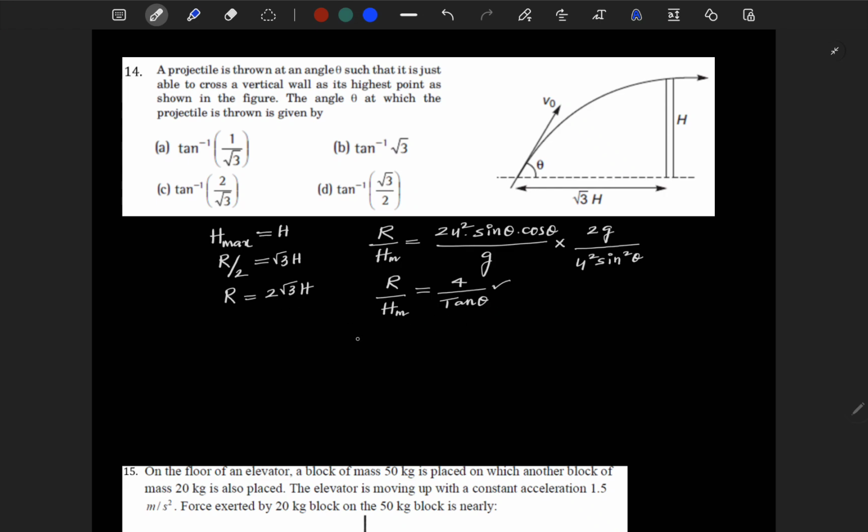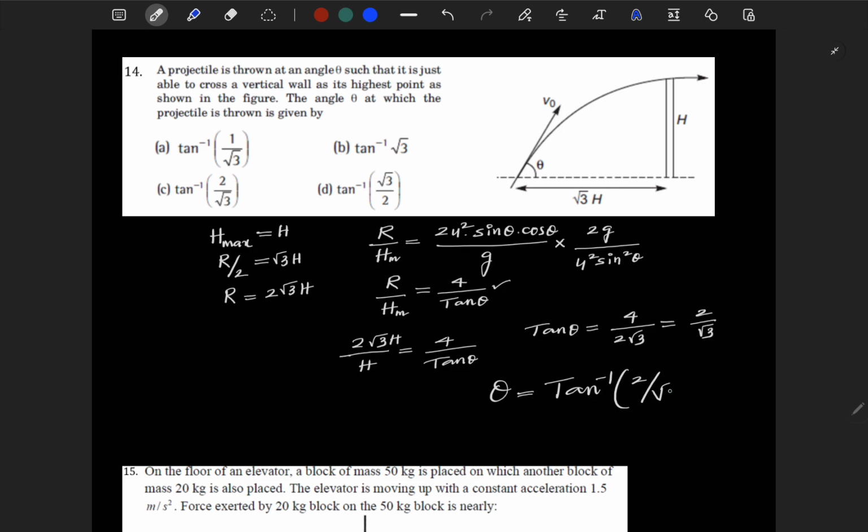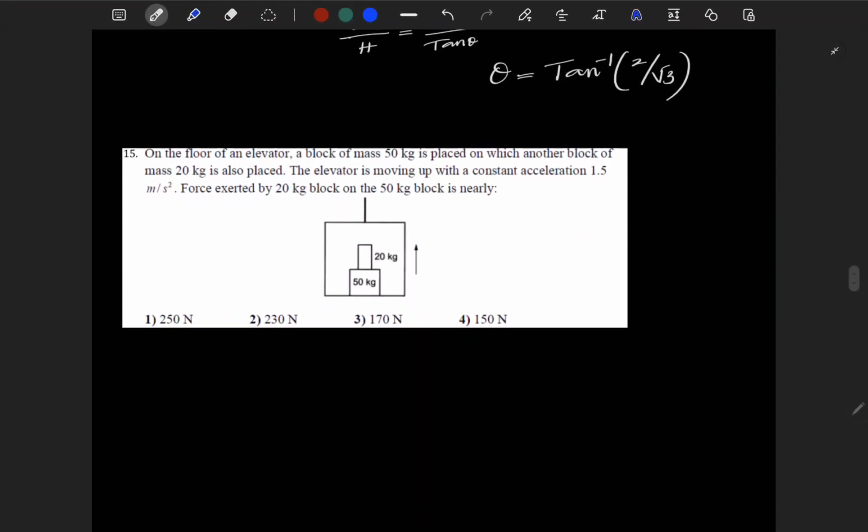Now we'll apply the same thing here. The range is 2 root 3 h, and the height is h, which gives you 4 by tan theta. So h got cancelled. Then tan theta is 4 by 2 root 3, which is actually 2 by root 3. Therefore the angle of projection is tan inverse of 2 upon root 3. Move on to the next one.